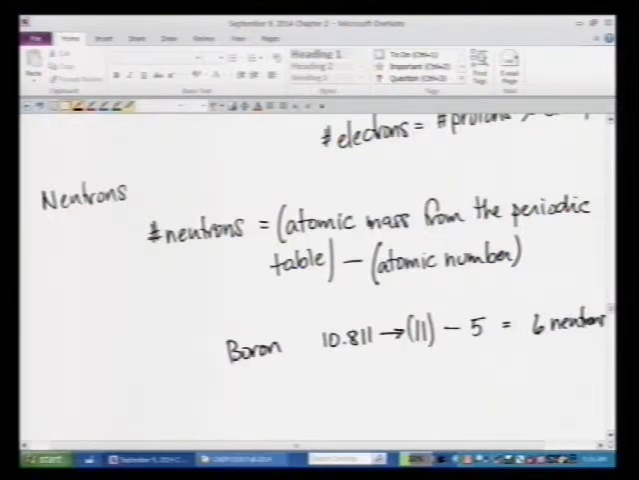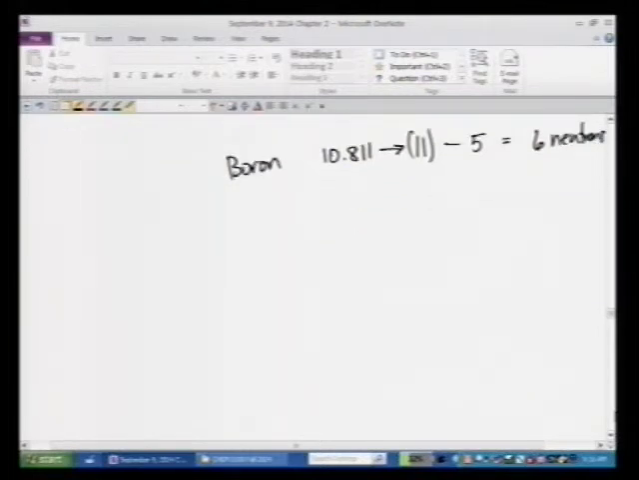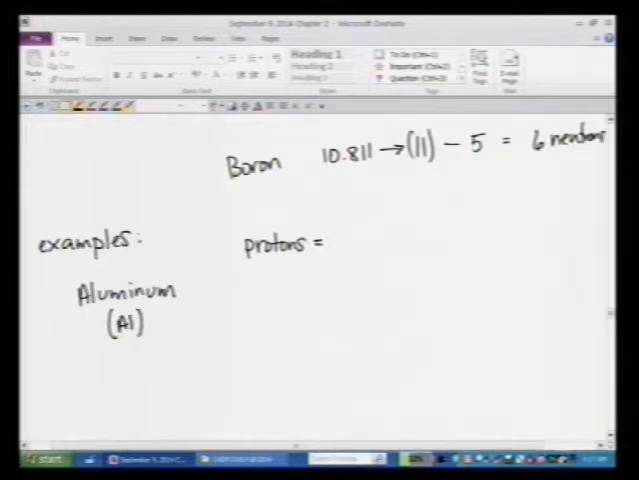Okay. So let's go through some examples. So this is most definitely testable material. I do need to be able to give you an element, and I'll ask you to calculate the number of subatomic particles for that element. So if I give you aluminum, you'd have to first off locate aluminum on the periodic table. And if I said, how many protons does aluminum have?